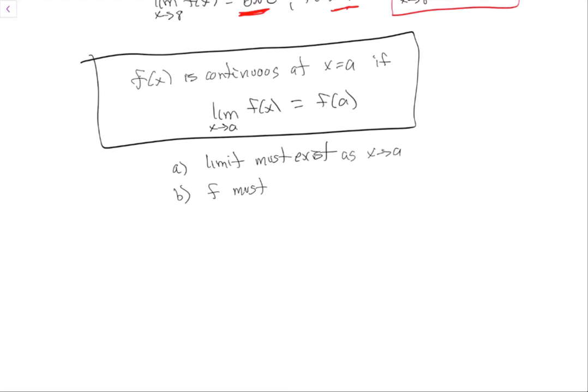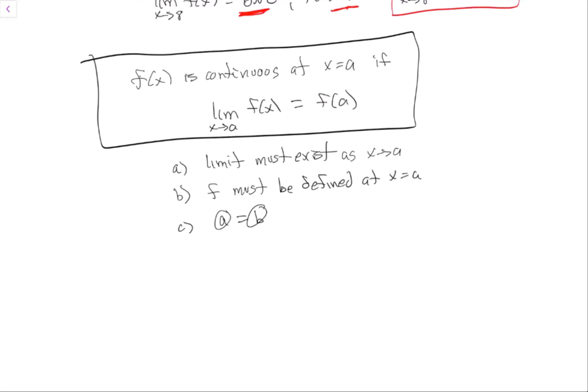F must exist, f must be defined at x equals a, and those must be equal to each other, right? A has to equal B from what we have up there, right? So there's really three conditions we really have to take a look at here.